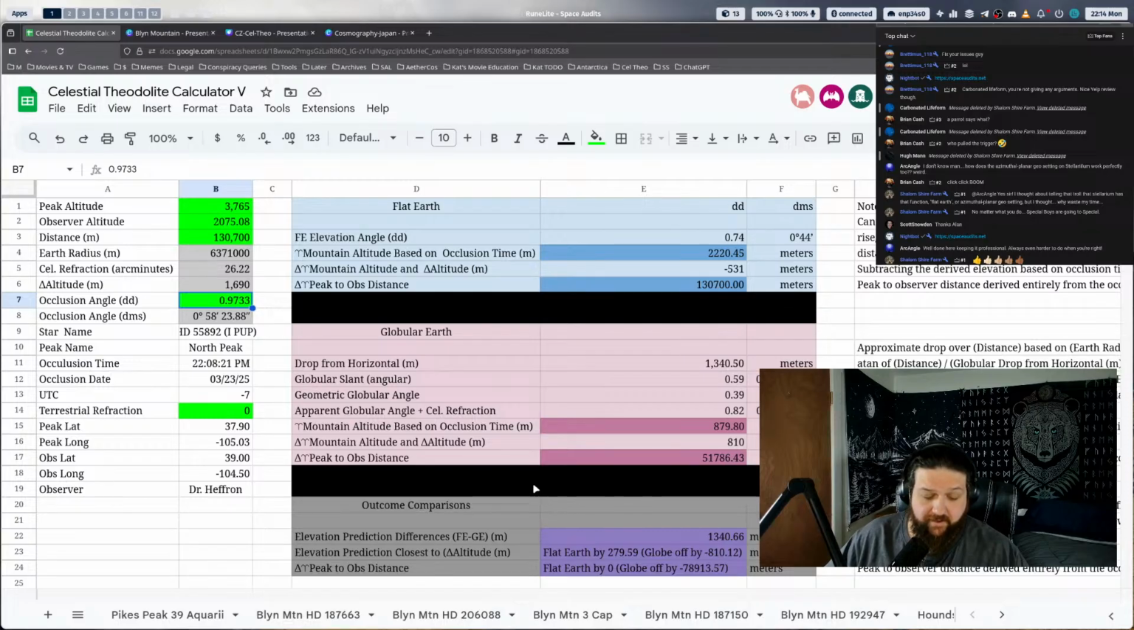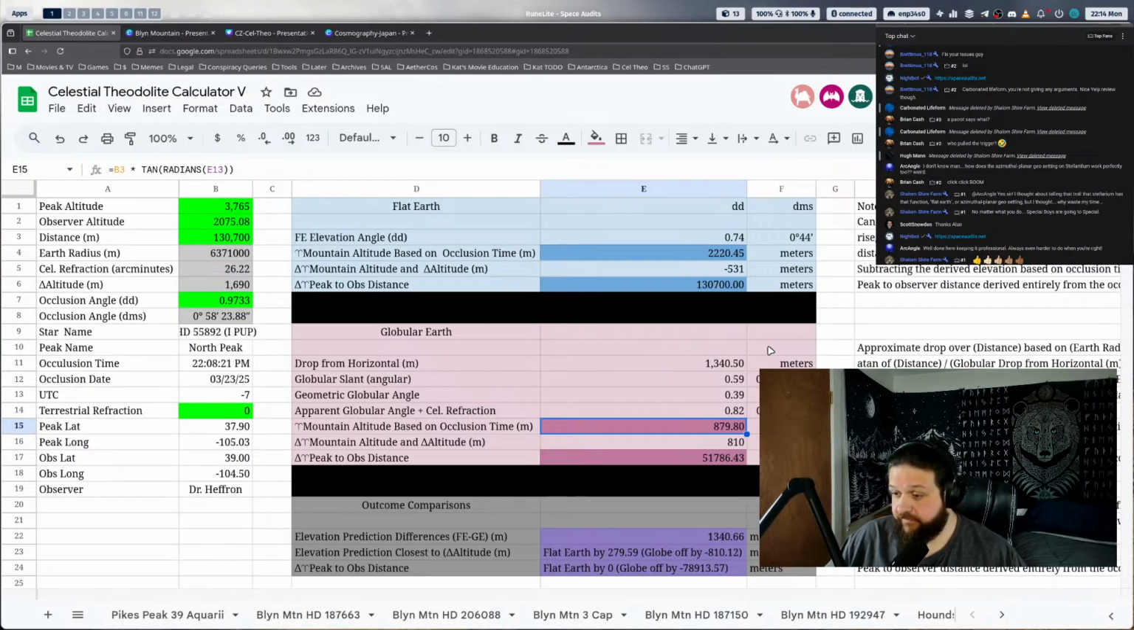So hopefully looking at it like this, it becomes more clear that this isn't about the optics. This isn't about how close the optic angle is. This is about the time of occlusion and what triangles we can derive from that best represent the geometry of the Earth. And it doesn't go well for the globe.